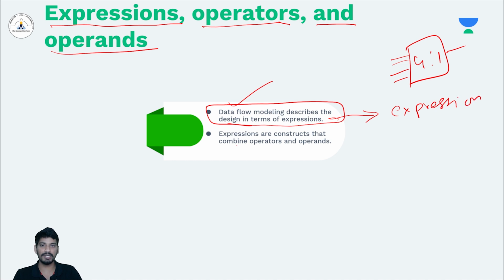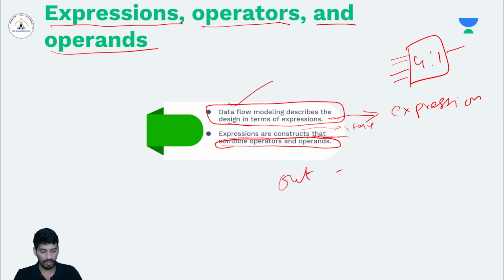So what is an expression? An expression is a construct or statement of line that combines the operators and operands. So what are the operators and operands? We'll see in the next slide. First of all, we'll see what is an expression. An expression is a construct that combines operators and operands.